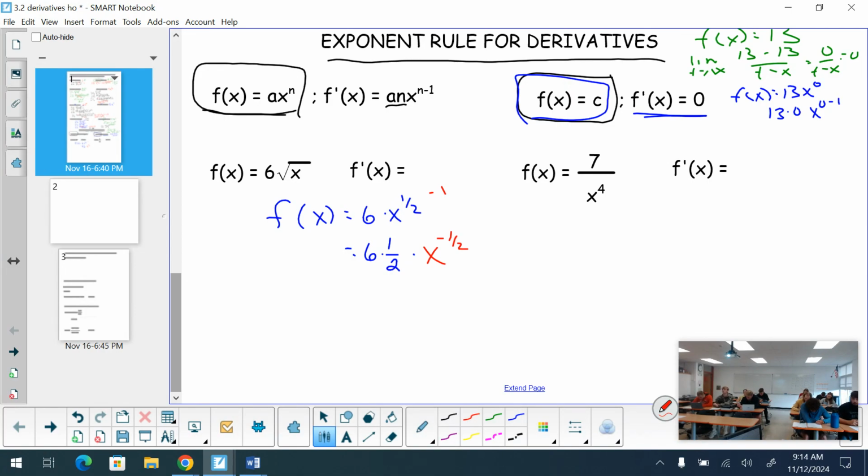Now, when we deal with solutions, my rules for solutions are: no negative exponents, and radicals need to be in simplified radical form. You will not have to rationalize though, but they need to be in simplified radical form.